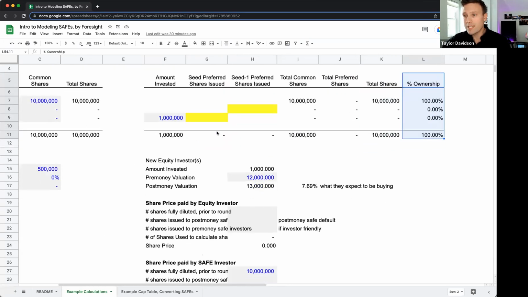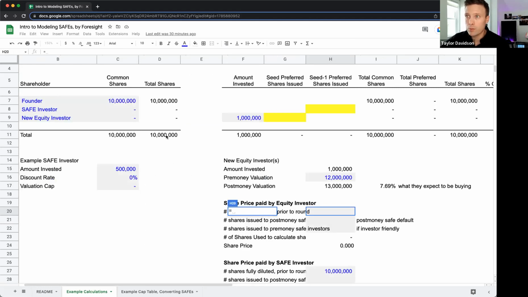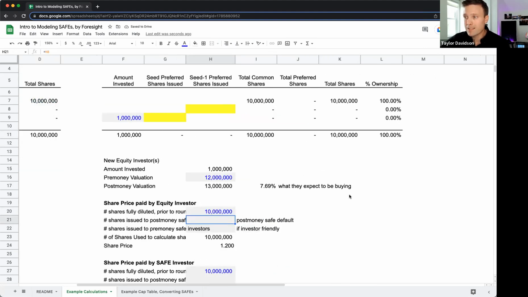So for the seed, first I would try and calculate the share price. Like, what's the share price that the new equity investor is paying? I'm going to assume that the total fully diluted shares pre-raise is 10 million, and based on that, they're paying $1.20 a share. So the total C preferred shares that they're buying is the million divided by the 1.2. That gives me an idea of how much they're purchasing.